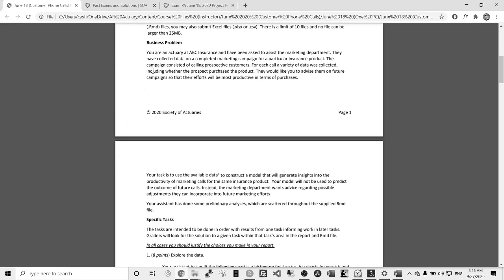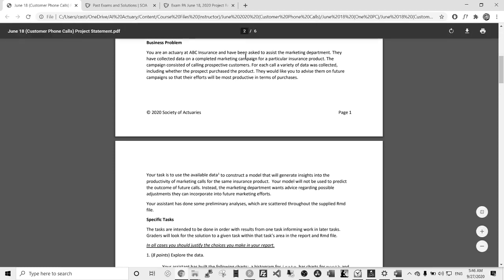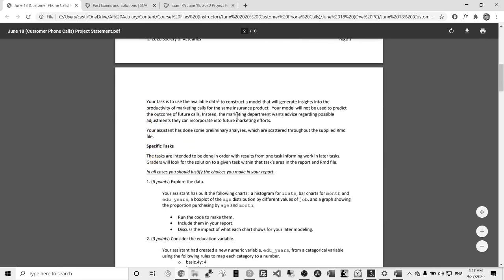The business problem. You are an actuary at ABC Insurance and have been asked to assist the marketing department. They have collected data on a completed marketing campaign for a particular insurance product. The campaign consisted of calling prospective customers. For each call, a variety of data was collected, including whether the prospect purchased the product. They would like you to advise them on future campaigns so that their efforts will be most productive in terms of purchases. Your task is to use the available data to construct a model that will generate insights into the productivity of marketing calls for the same insurance product.